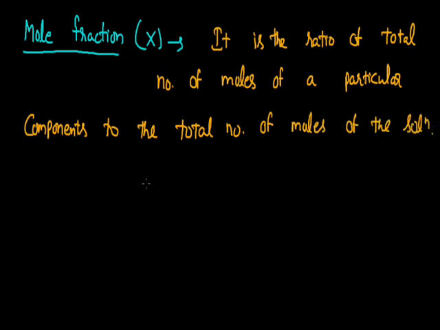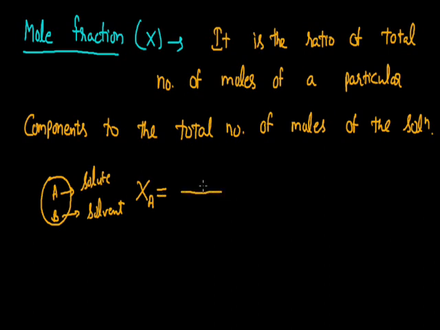Now from the definition we can write the formula for mole fraction. If we have a solution made of two components, A and B, where A is working like a solute and B is working like a solvent, then by the addition of these two we get the solution. The mole fraction of component A, the solute, will be equal to moles of A divided by the total moles, that is moles of A plus moles of B. By taking this ratio of moles of A to the total moles, we get the mole fraction of A.